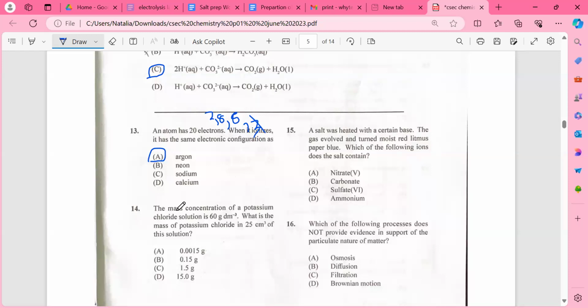The mass concentration of potassium chloride is given. What is the mass of potassium chloride? So it's going to be 60 times concentration times volume, which gives us the mass. Volume must be in centimeters cubed, so 60 times 0.025. So it's going to give us 1.5. Let me just calculate that.